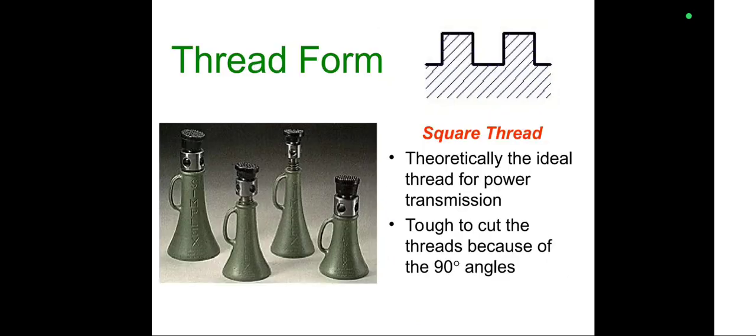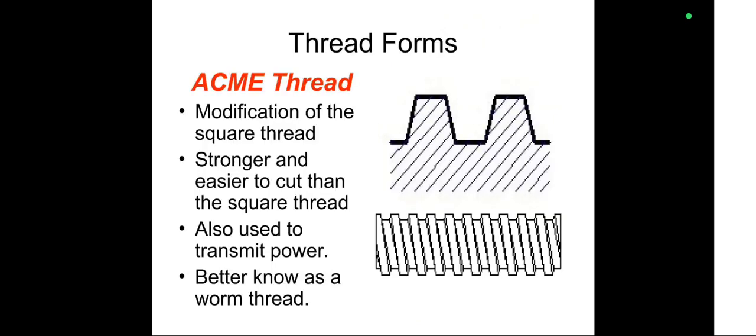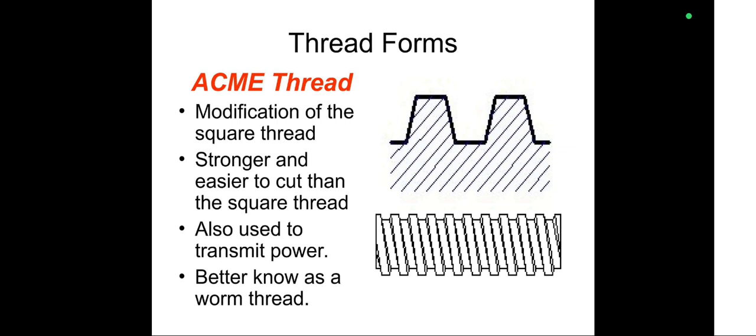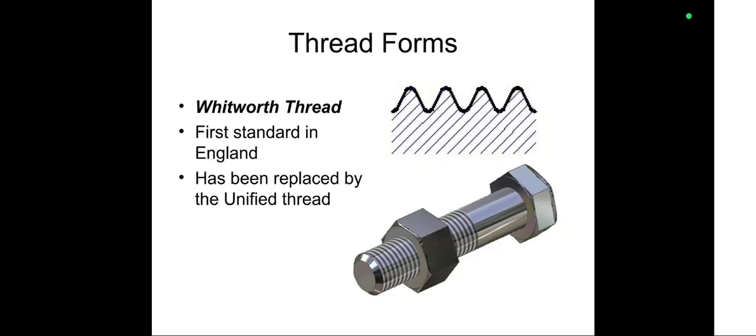The thread form square thread. Theoretically it is the ideal thread for power transmission, cut with a 90 degree angle. ACME thread, a modification of the square thread, stronger and easier to cut. The square thread is also used to transmit power. Better known as a worm thread. Thread form Whitworth thread, the first standard in England, has been replaced by the unified thread.